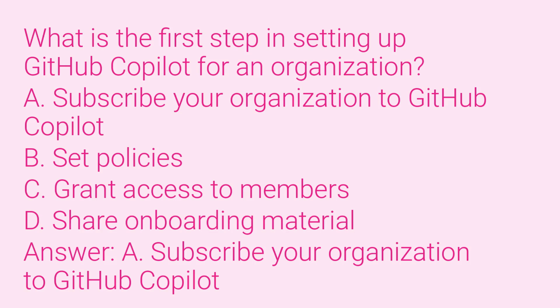What is the first step in setting up GitHub Copilot for an organization? A. Subscribe your organization to GitHub Copilot. B. Set policies. C. Grant access to members. D. Share onboarding material. Answer. A. Subscribe your organization to GitHub Copilot.